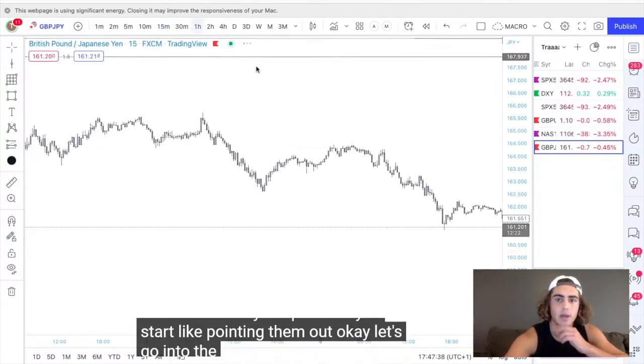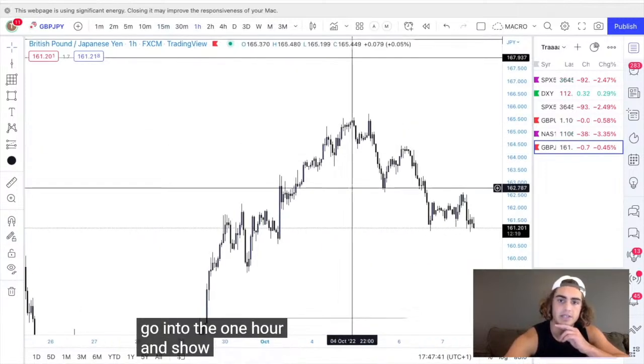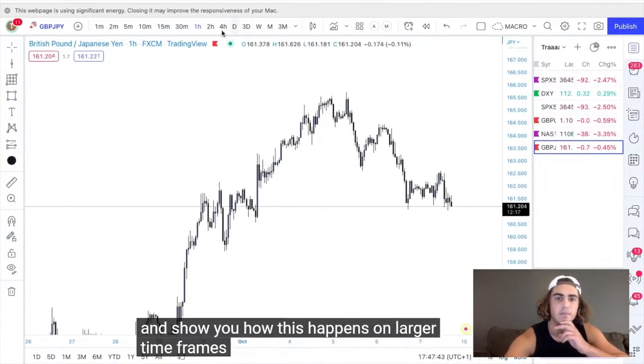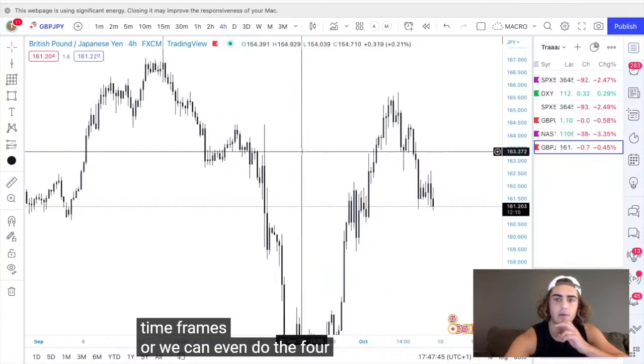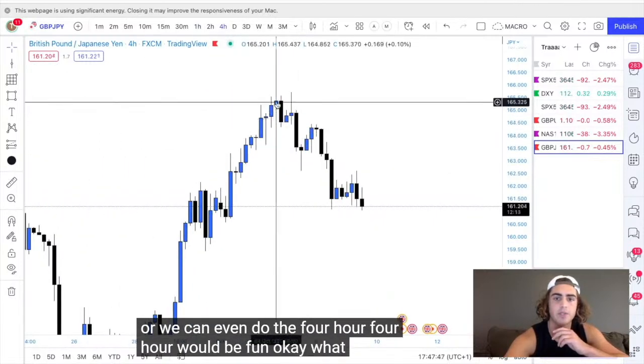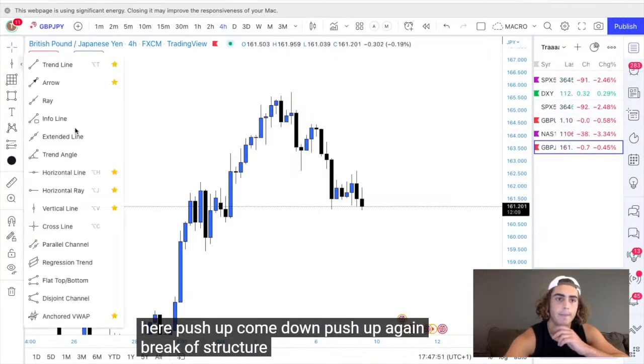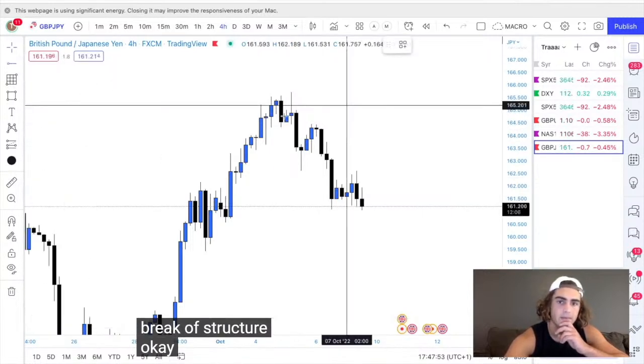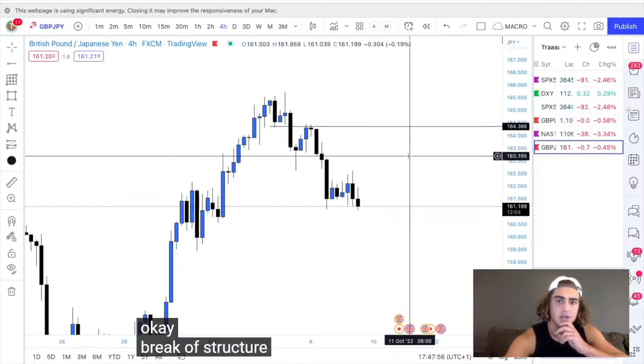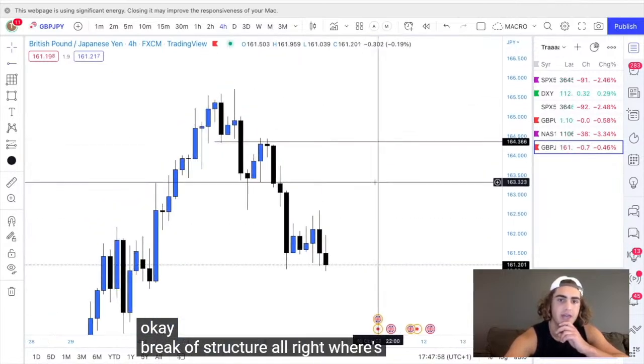Let's go into the 1 hour and show you how this happens on larger time frames. Or we can even do the 4 hour. 4 hour would be fun. Okay, what do we have here? Push up, come down, push up again. Break of structure. Okay. Break of structure. All right. Where's our fair value gap right now?